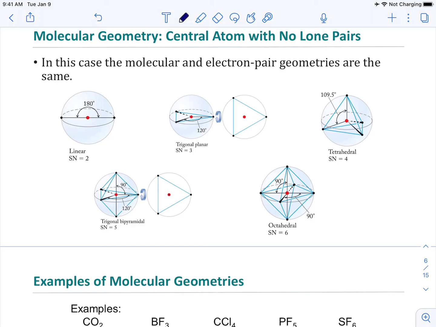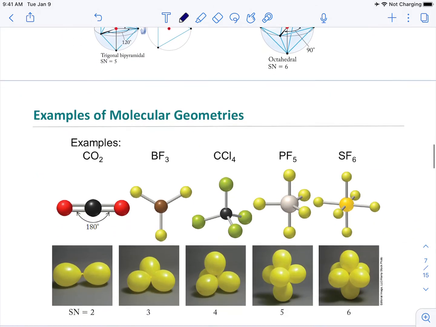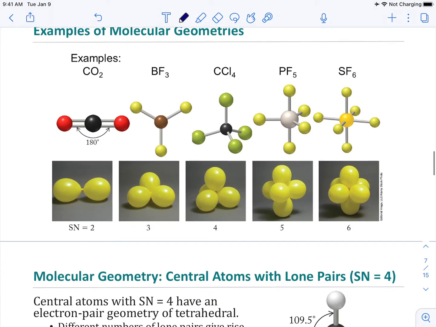If you got something like trigonal bipyramidal, you got two different angles. You got angles between the axial and the equatorial, and then between the equatorial. So these are the cases where there are no lone pairs. And if we look at some of these now, we get examples of molecules.